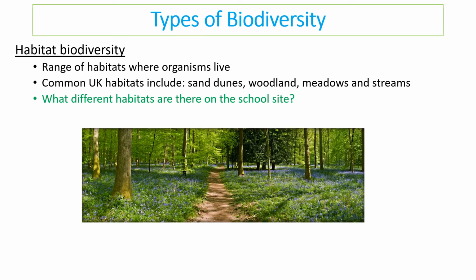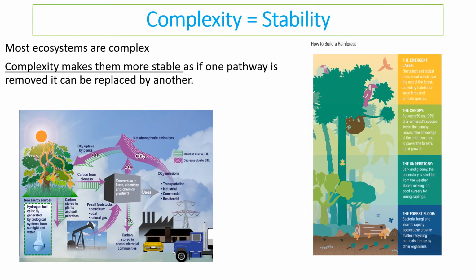Then we have the final level, habitat biodiversity, and this is the range of habitats in an ecosystem. So the UK has many common habitats, and that means we've got a high range of habitat biodiversity. However, if you went to a desert, there may just be 1 or 2 types, and therefore a lower range. And this is important.